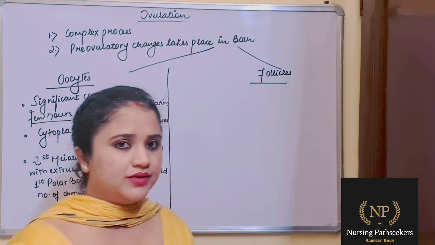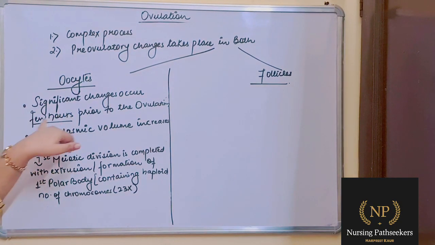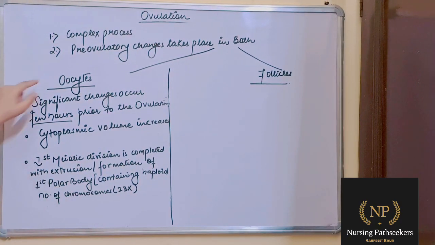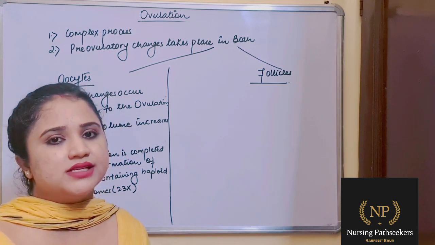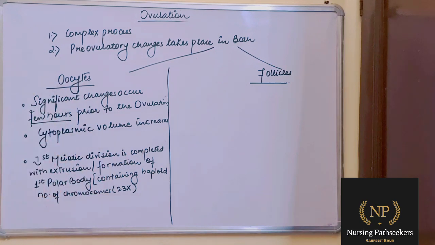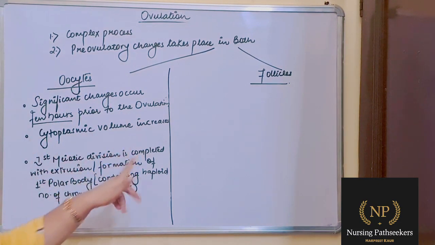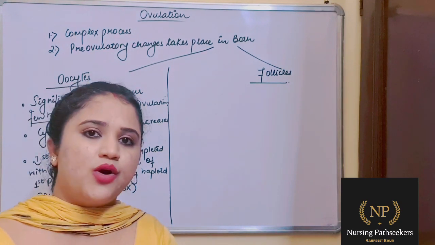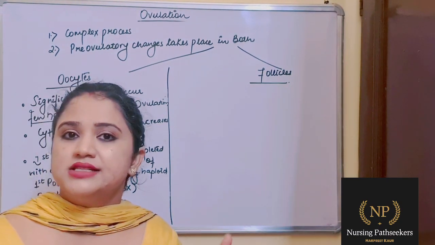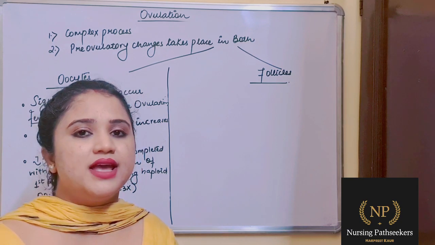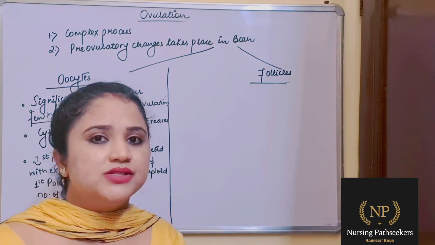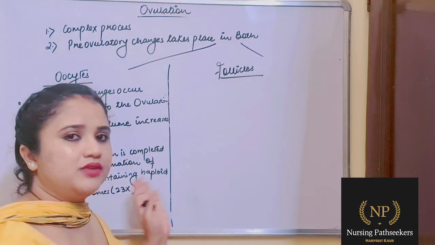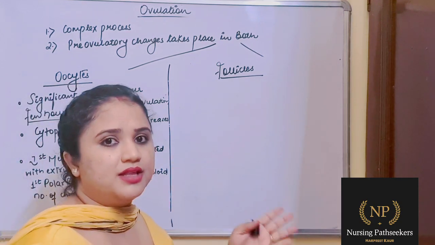Right? These are the changes that are going to take place in oocytes in the pre-ovulatory phase, means just before the ovulation. Firstly, the changes in the oocyte occur few hours prior to the ovulation. Second, cytoplasmic volume is increased and the contents also increase in number and size. And the first meiotic division is completed with the formation of first polar body that contains haploid number of chromosomes, that is 23 X chromosomes. I have explained each and every term in my oogenesis video. Please watch it. Right? Now next, let's see what all changes will take place in follicles in the pre-ovulatory phase.